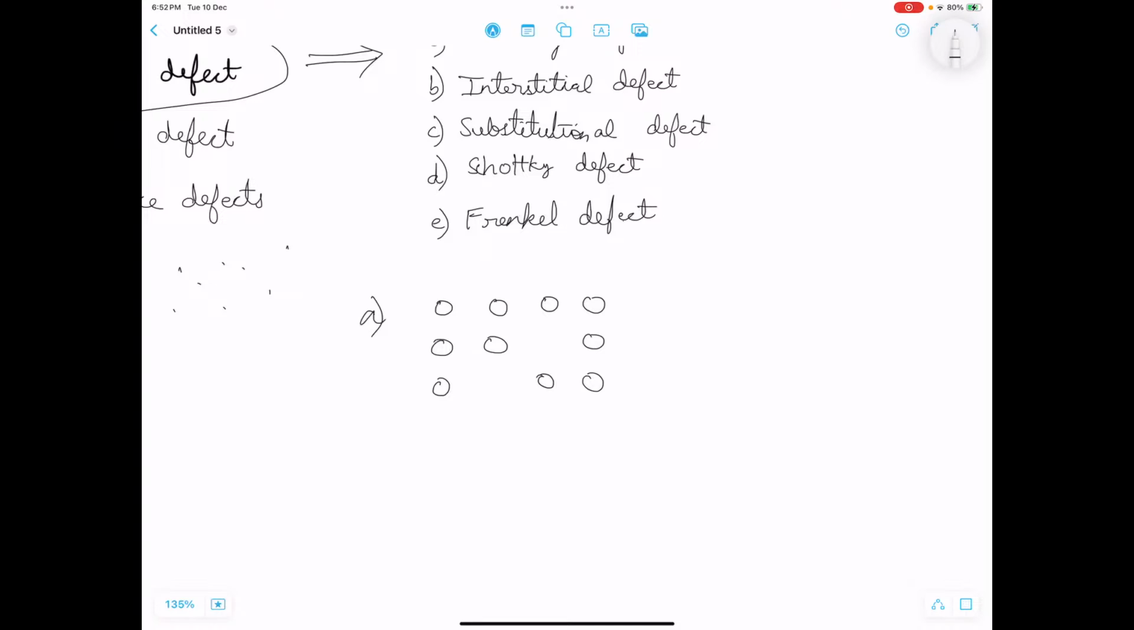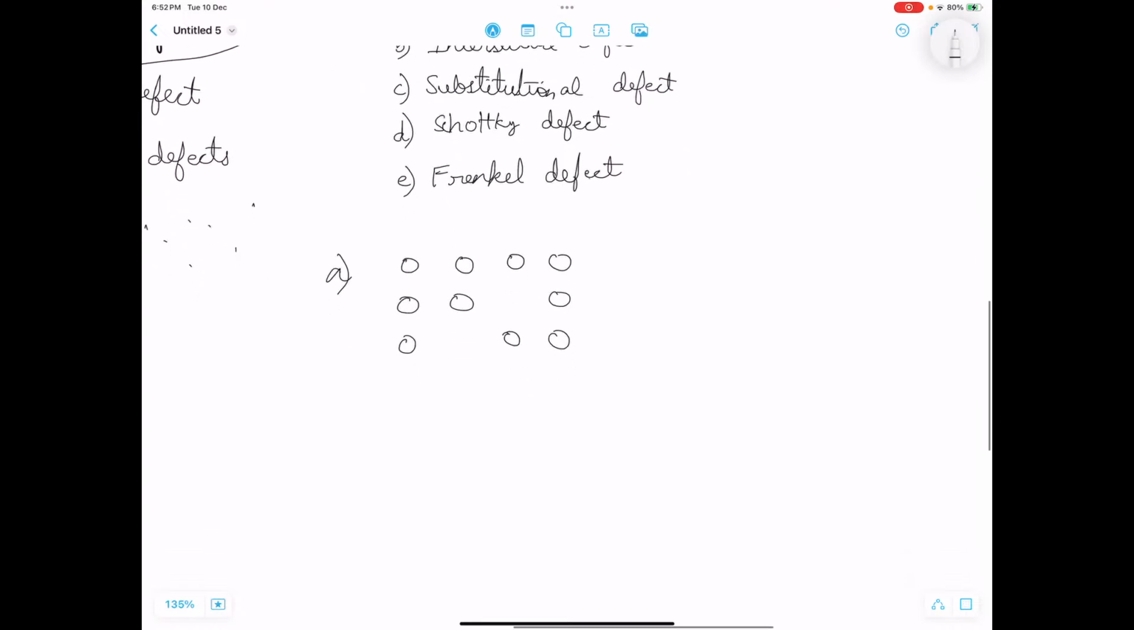One or few atoms are missing. This is called vacancy defect. The name says it all. Then comes the interstitial defect. In this case, an extra atom occupies a space between the regular lattice positions.